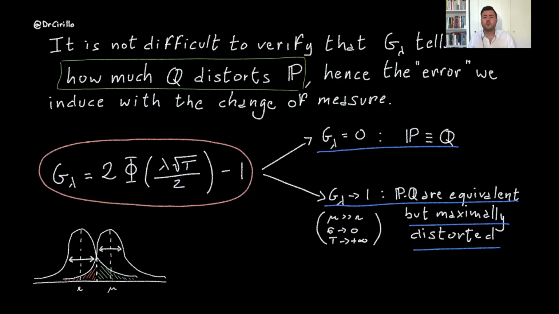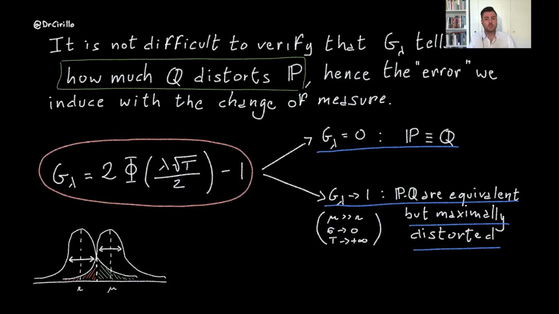So in the case in which our G of lambda is equal to 0, it means that the Sharpe ratio is equal to 0, and essentially it means that our two measures, P and Q, are the same. So there is no change of measure because our mu is equal to R. So there is even no necessity of substituting mu with the risk-free rate.